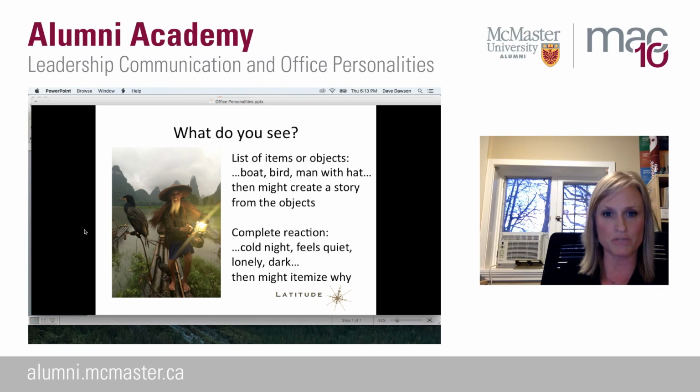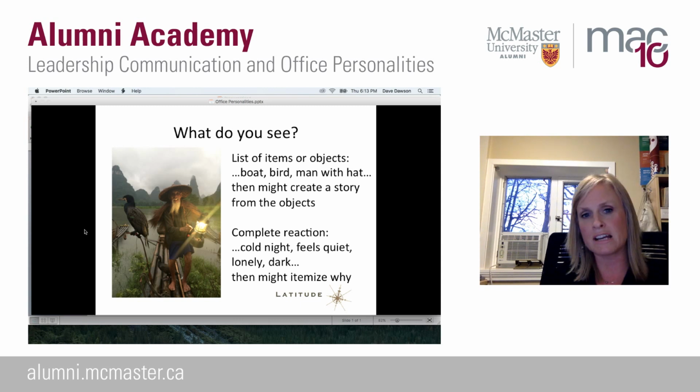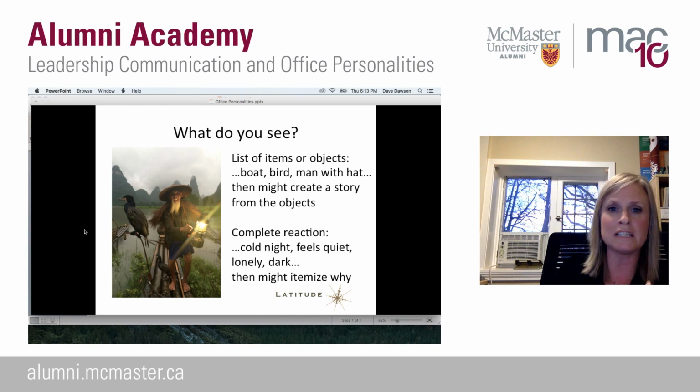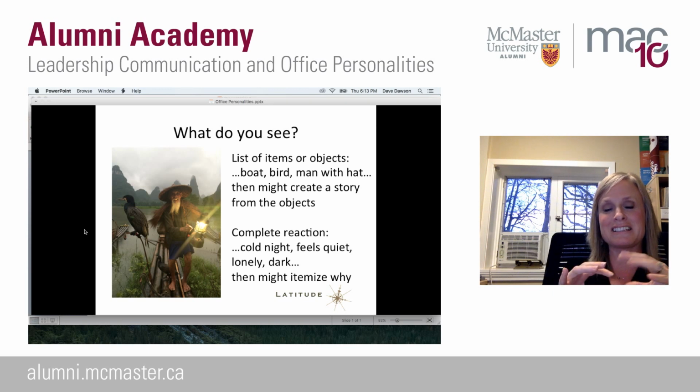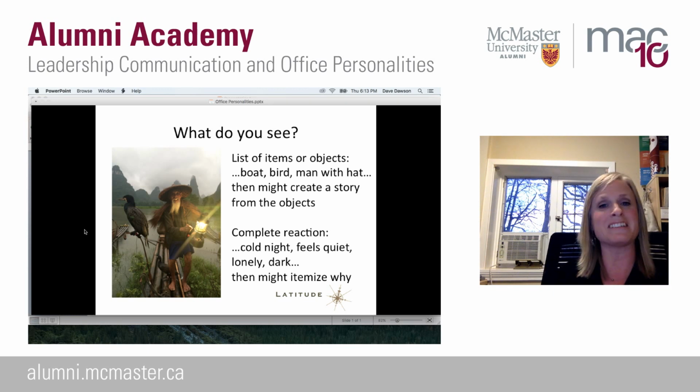reaction to the photo. You might have written down, I see a cold night, I see a dark night, it feels lonely, feels quiet. I've had a couple people say, he's a magic man, look at what he's doing. And I've had others say, the picture really freaked me out, it was a little bit creepy. And so it might seem insignificant at the moment, but let's consider how this feels when we are communicating with our teammates.